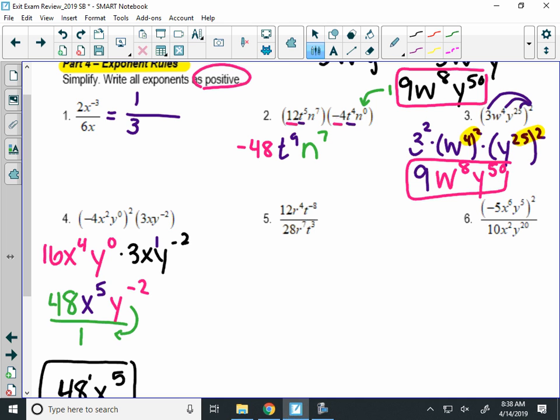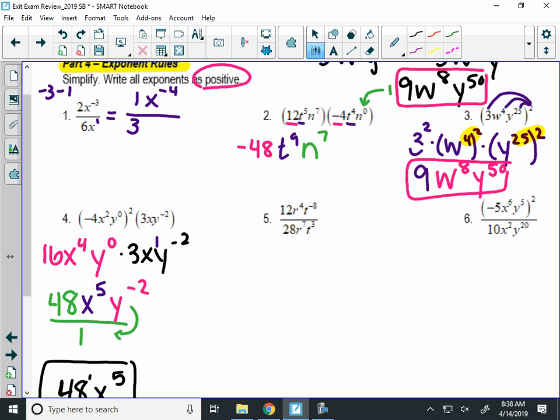Here with the x's, when I have a fraction with x's, I actually have to subtract the x values. We'll see that again in number 5 and number 6. So here I have negative 3 minus 1. There's a 1 on the x in the denominator. Well, negative 3 minus 1 is negative 4. And I subtract it from the top, so I'm going to leave it on the numerator, 1x to the negative 4th.